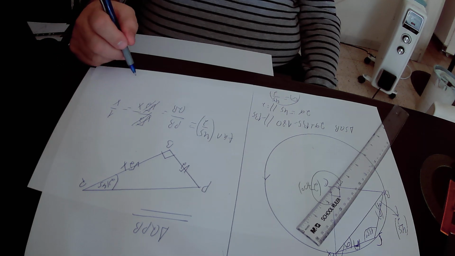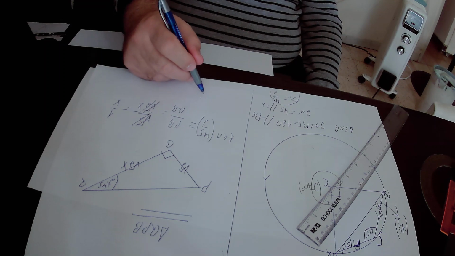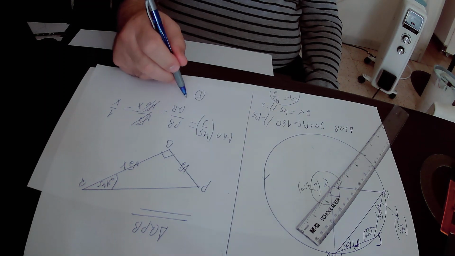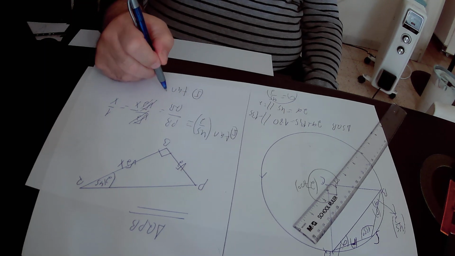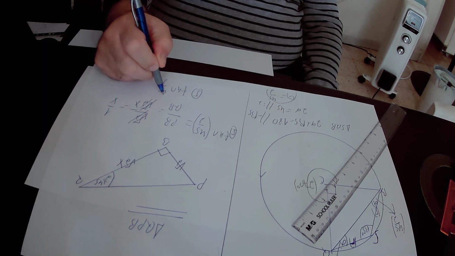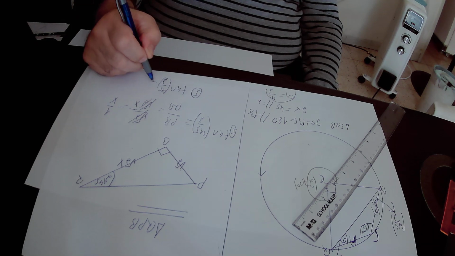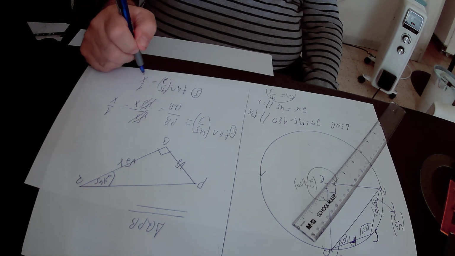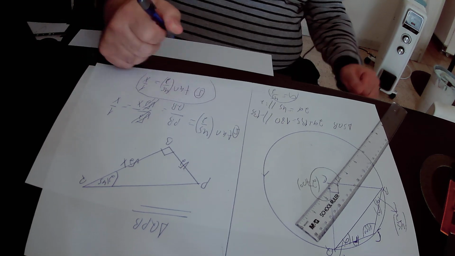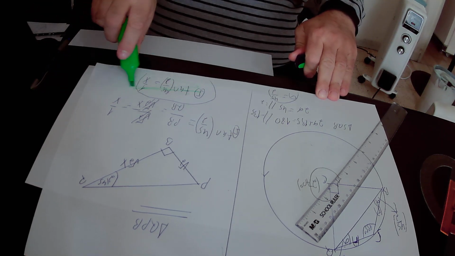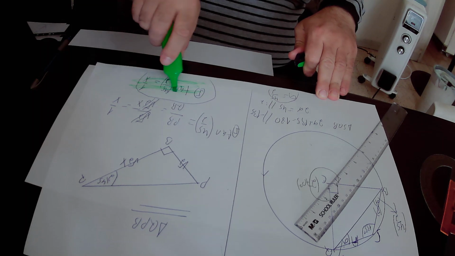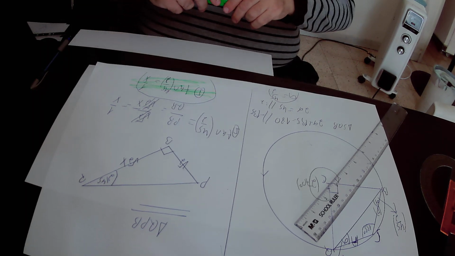In conclusion, we found out that tangent 45 over 2 degrees equals 1 over x. This is equation number 1. I repeat again: according to equation number 1, tangent 45 over 2 degrees equals 1 over x.